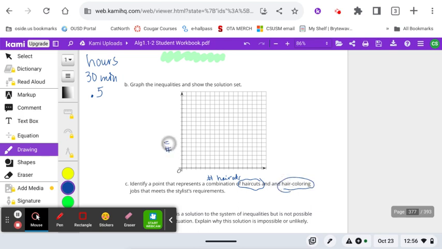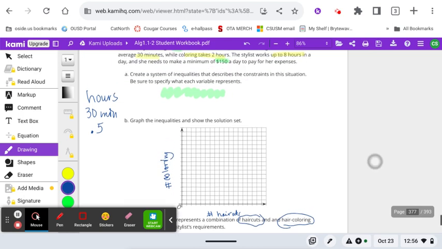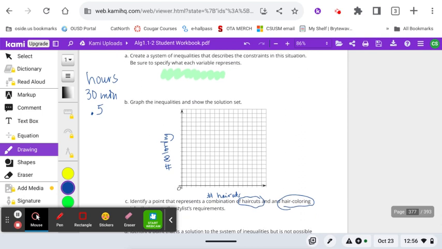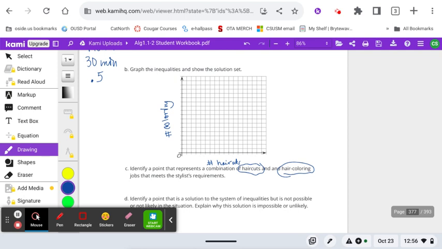So it can get confusing, like, am I supposed to put money on one of these axes? Am I supposed to put time on one of these axes? No, it's actually haircuts and coloring, where one line is going to represent the budget and the other line is going to represent the timeline. So those two lines that you create on here are going to have to do with the budget and time.